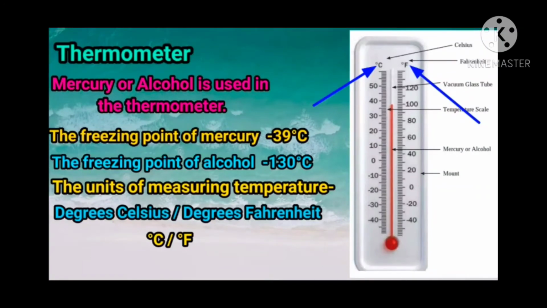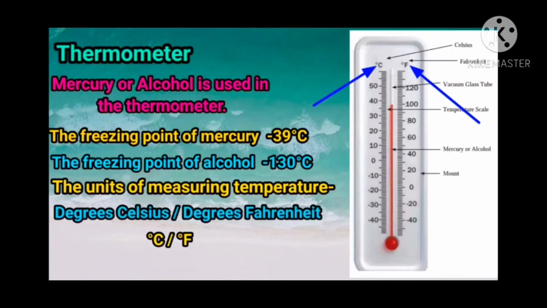The tube of the thermometer is fixed on a mount. What substance is used in the thermometer tube? Mercury or alcohol is used in the thermometer tube. What do the figures on the scale indicate? The figures on the scale indicate the temperature scale. In which different units is the temperature measured? The temperature shows Celsius and Fahrenheit.